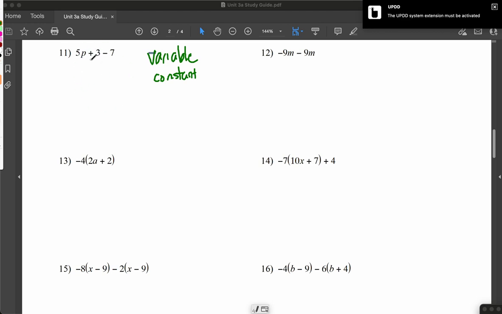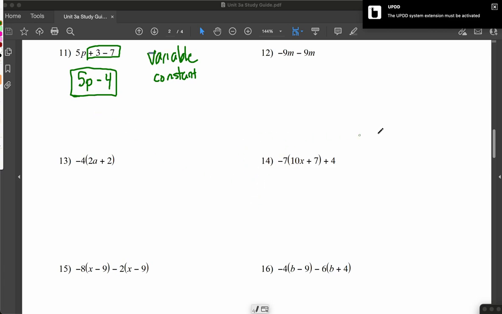In this case, the only two terms that are alike are these two constant terms, a -7 and a +3. Those are the only two I can combine. So I'd have 5p with nothing to combine with, and -7 plus 3 is -4. Since I'm not asking you to solve it, just simplify, that is your final answer. We move on to number 14.